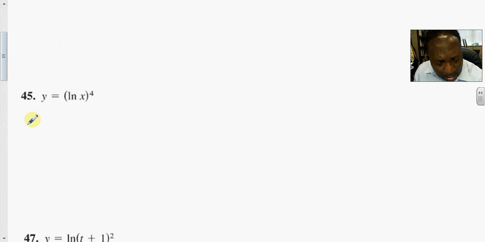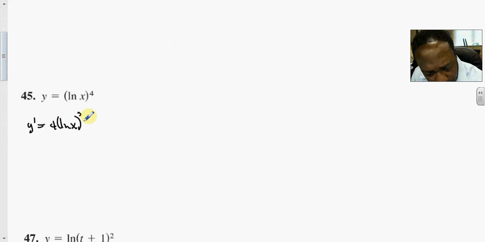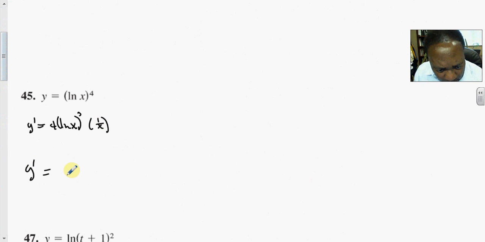So this one here, we must use the chain rule or the power rule. So this becomes y prime is equal to 4 times the natural log of x to the third power, now times the derivative of the inside, the derivative of the natural log of x, which is just 1 over x. So we simplify that. Y prime is equal to 4 times the natural log of x to the third, and that's all over x.